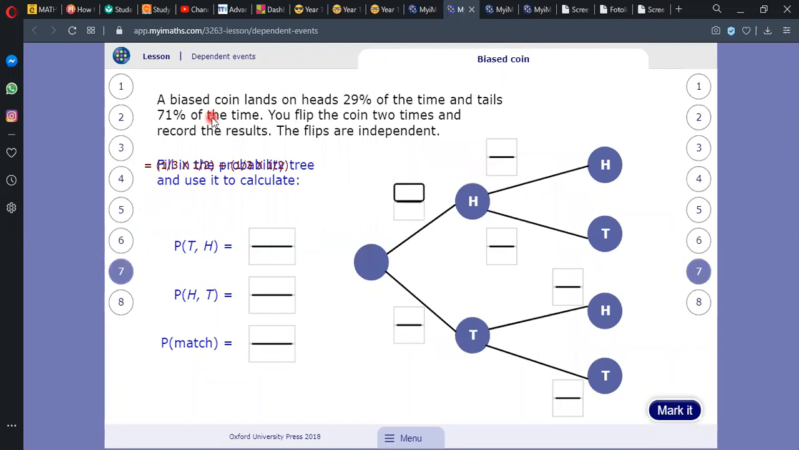We have a biased coin, which lands on heads 29% of the time and tails 71% of the time. You flip the coin 2 times and record the results. The flips are independent. Now fill in the probability tree and use it to calculate these probabilities right here. As I've explained, I'm sure that you can follow through and answer this question.